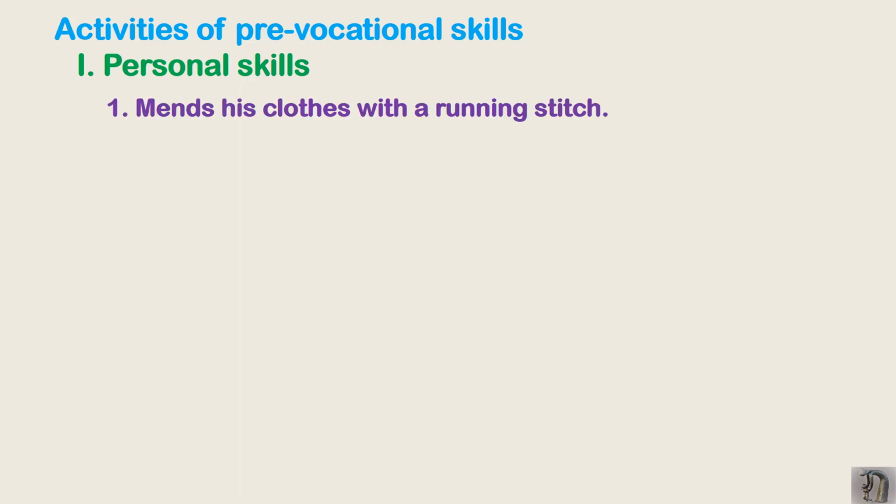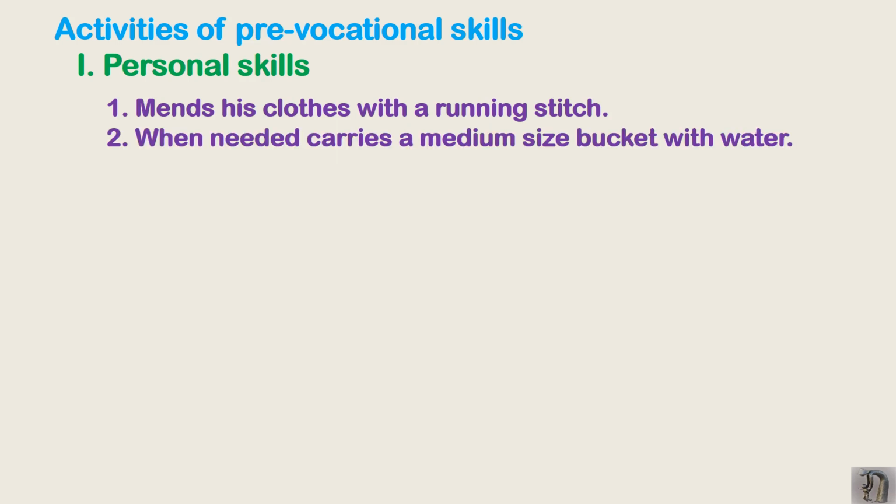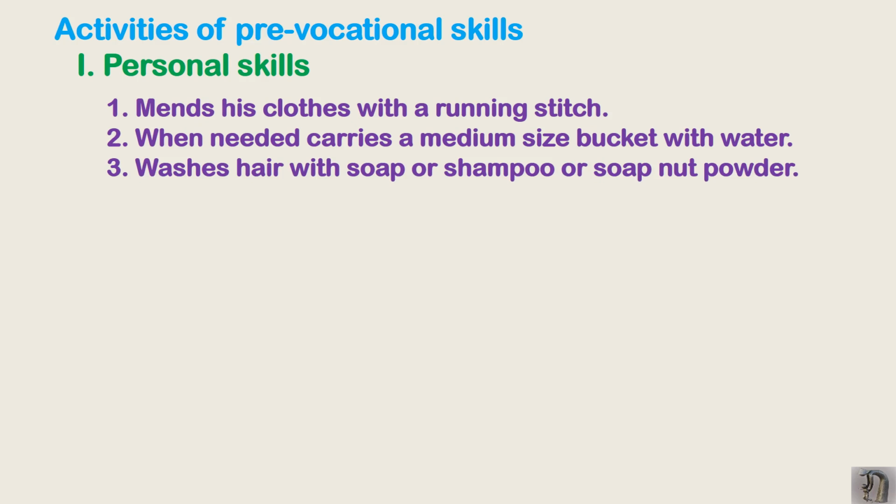As mentioned here, mend his clothes with running stitches, that means it is related to the personal skills. Okay, now the second one, when needed carries a medium sized bucket with water. So these kinds of activities, the children at the pre-vocational level have to do. Then washes hair with soap or shampoo or soap powders. So these are all things the child must do when he reaches pre-vocational skills.